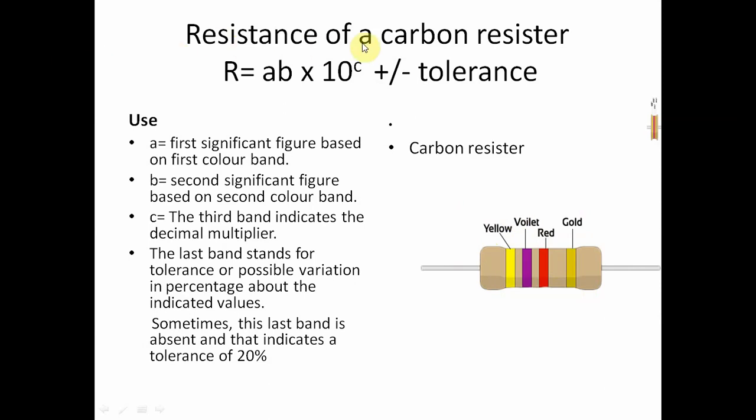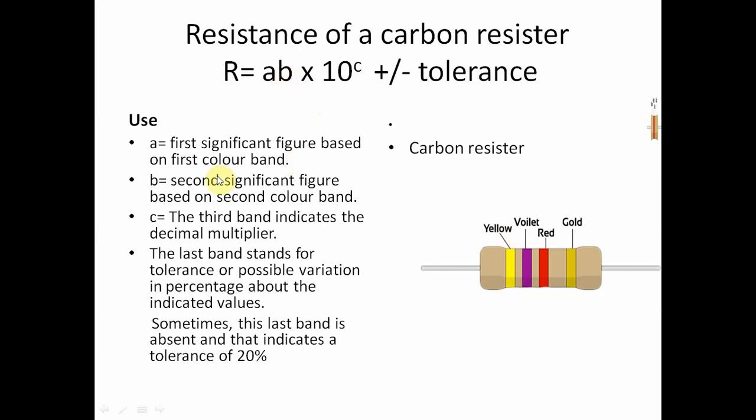The resistance of a carbon resistor can be expressed in the form R equals A, the first significant figure, B, the second significant figure, into 10 raised to power C, the multiplier, plus or minus tolerance. Now what is A? A is the first significant figure, based on the first color band. It is a value that we have to find from the first band, that is yellow here.